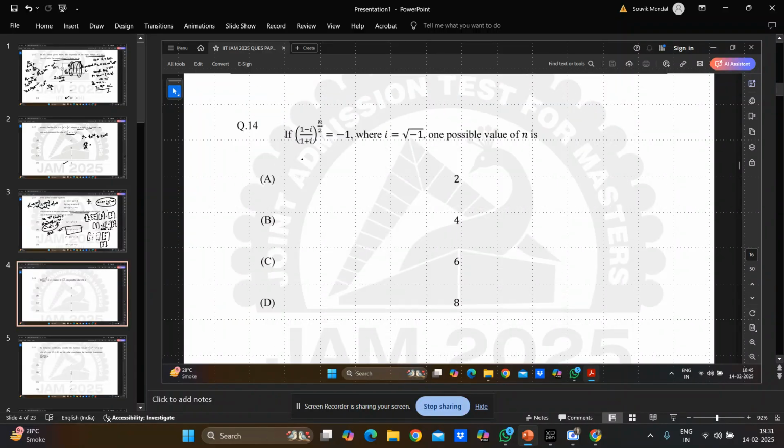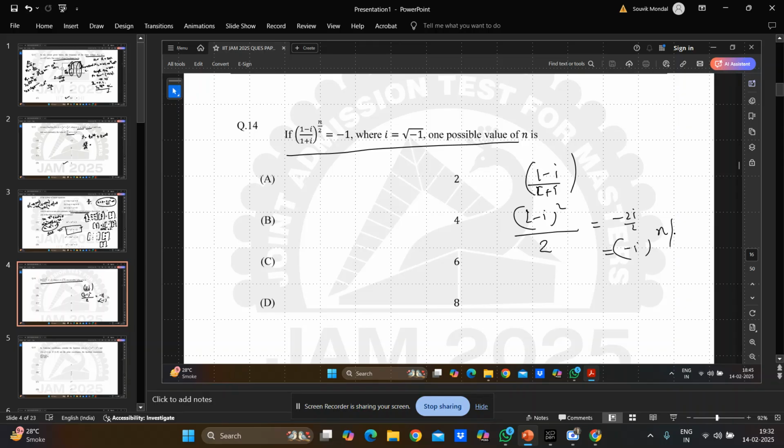Okay, this is a simple problem. What is the minimum value of n? So you just have to remember your basic class 11 calculation of complex numbers. So (1 minus i) by (1 plus i), just multiply numerator and denominator with 1 minus i. The numerator is (1 minus i) whole square, divided by, if you multiply it with 1 minus i, it will become 2. So it is minus 2i by 2, which is equal to minus i.